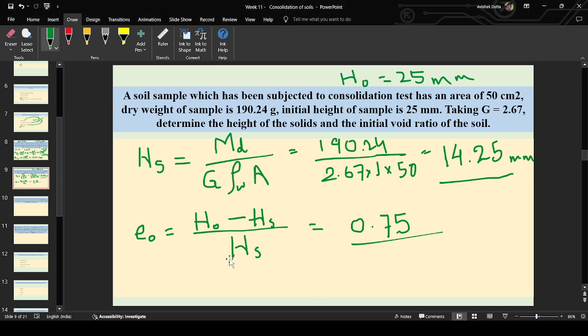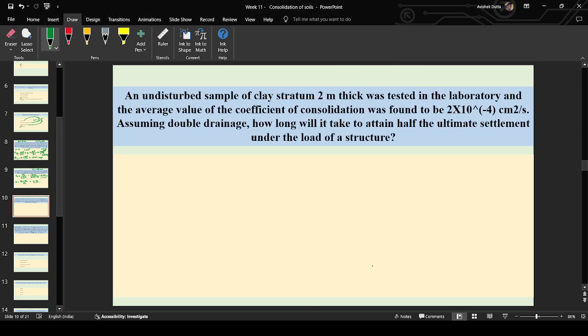Okay, so this has been recorded, fortunately. Next, an undisturbed sample of clay stratum 2 meter thick was tested in the laboratory. The coefficient of consolidation was found to be 2 × 10^-4 centimeter per second, assuming double drainage. How long will it take to attain half settlement? Have you solved this question? No, I have not done it, sir.